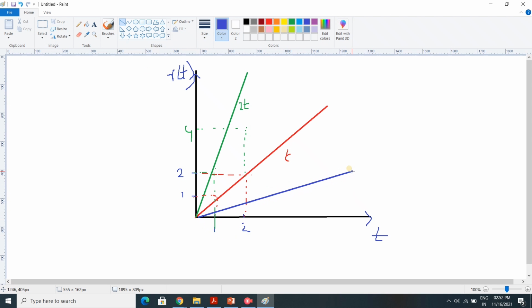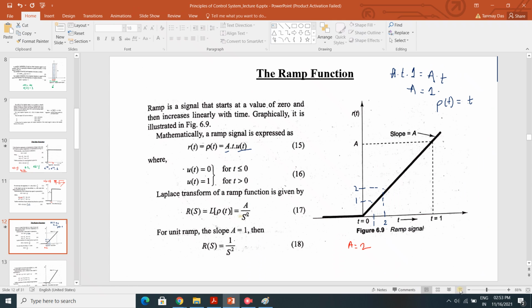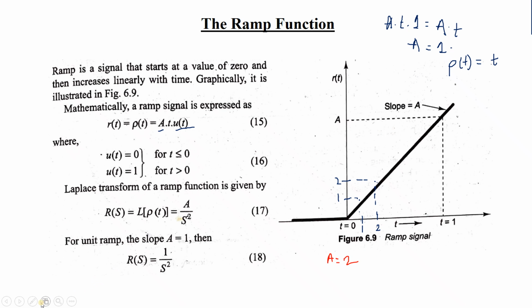If you want to reduce the slope, if you want that the slope will be like this, then the value of a will be 0.5t. That means at 2 seconds the magnitude is 1, at 4 seconds the magnitude is 2, like this. That is why it is written over here like this, that it is alpha, sorry, a into t.